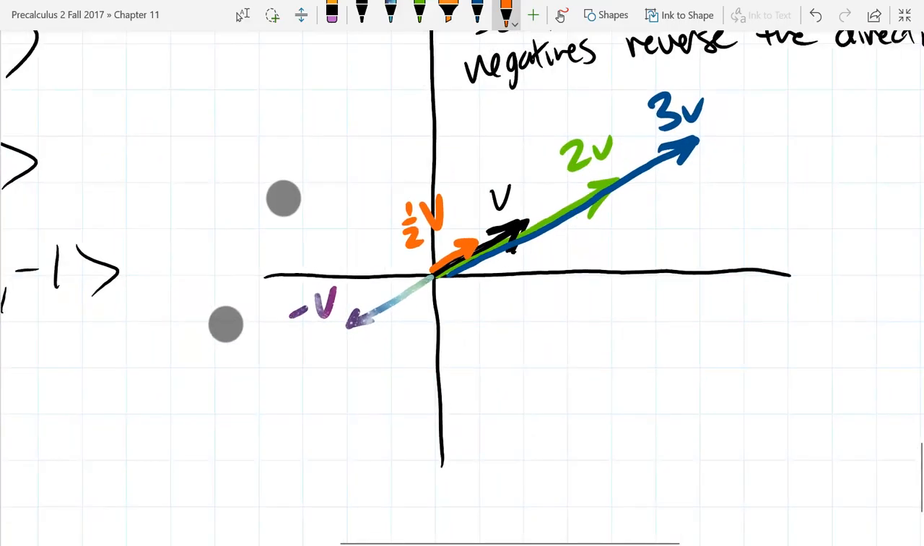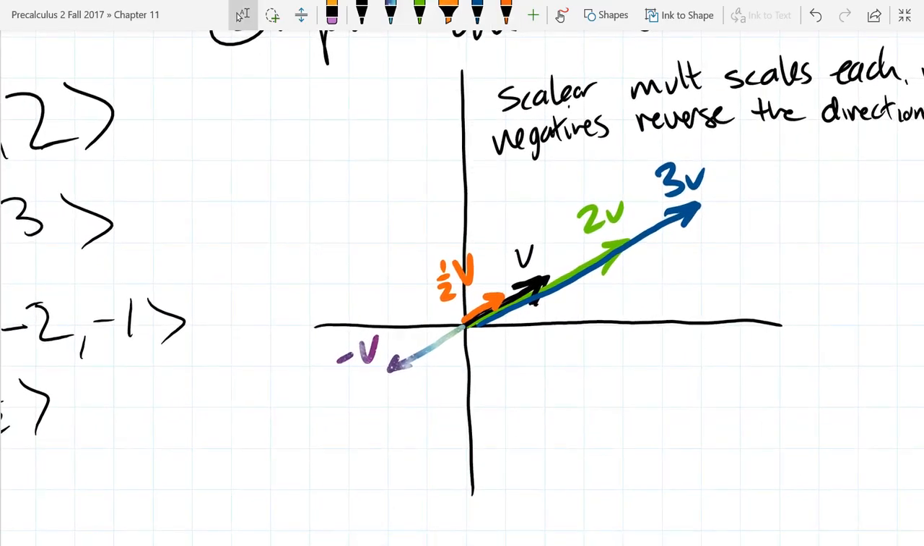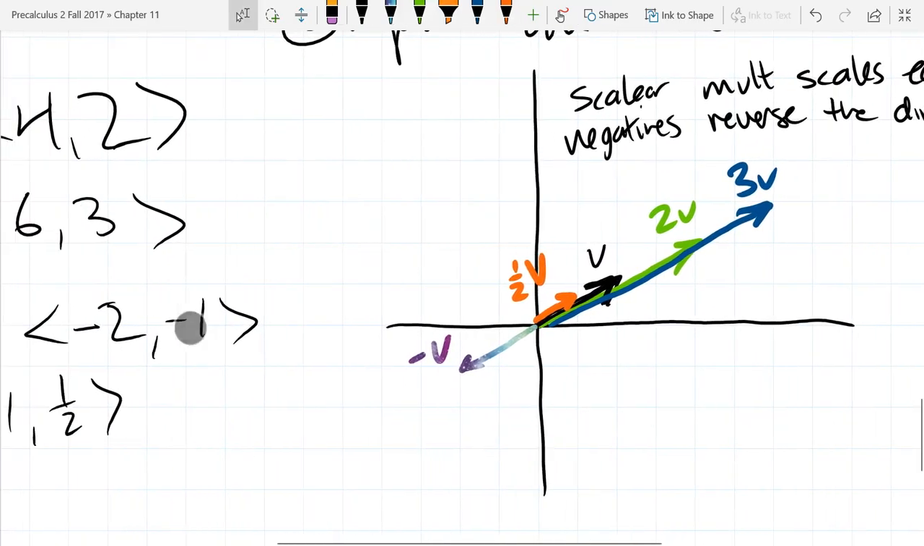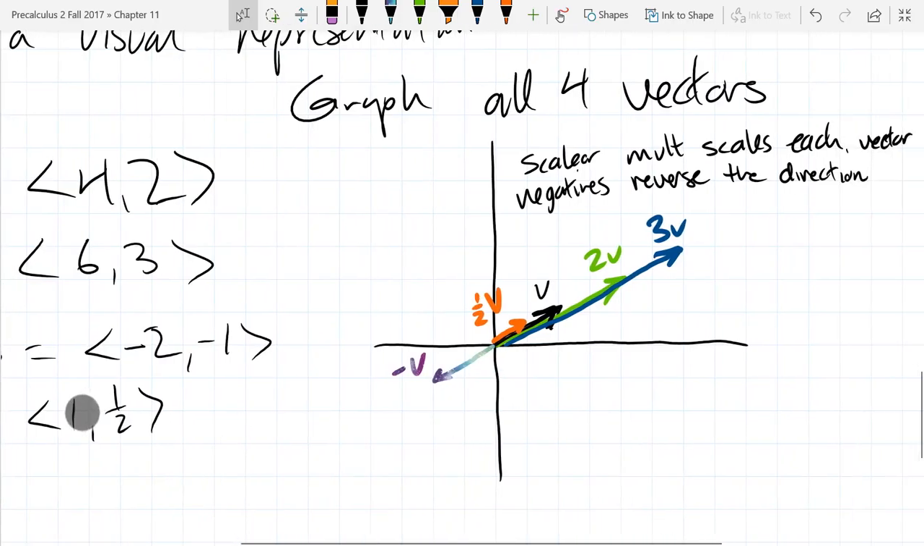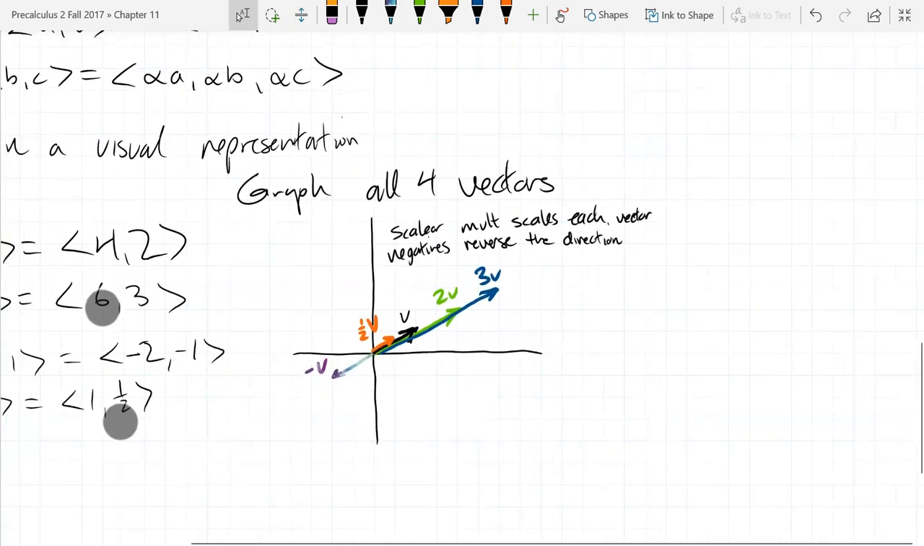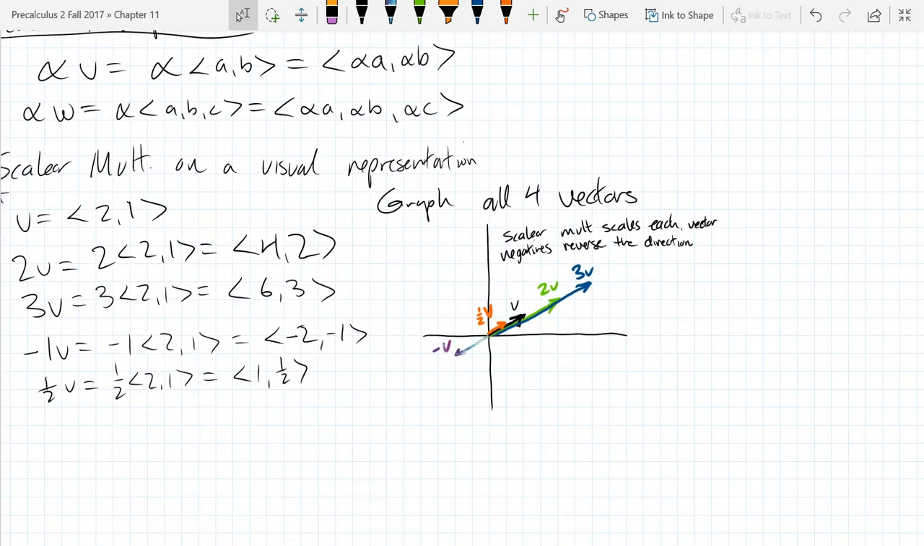So there is 1/2 V right there. Probably chose too wide of a marker, but you can scale them with small values, make them shorter. So it scales both directions, positive and negative, and you can also make vectors shorter or longer.